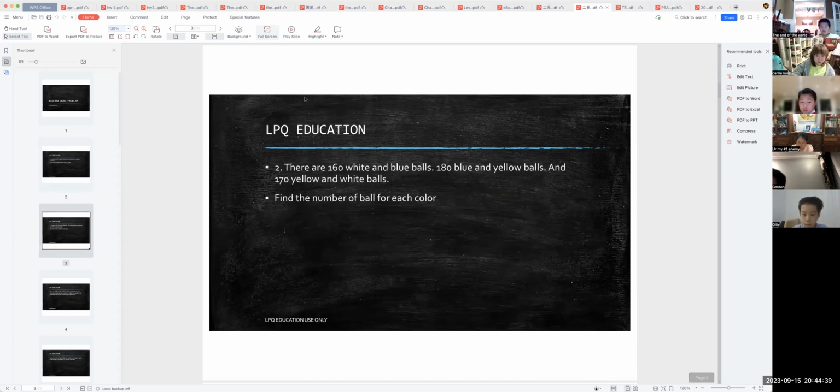So let's take a look at this one. This question is different. There are 160 white and blue balls, 180 blue and yellow balls, and 170 yellow and white balls. Find the number of balls for each color.